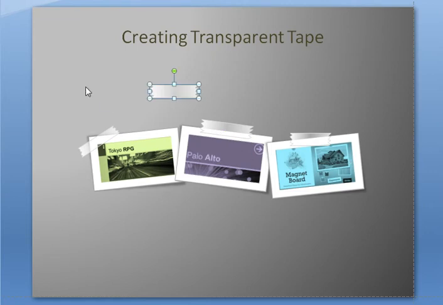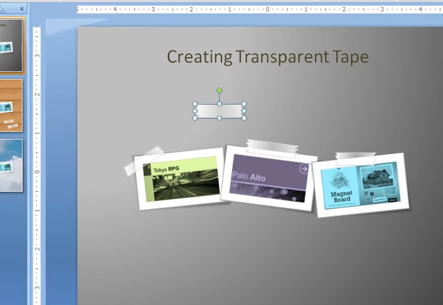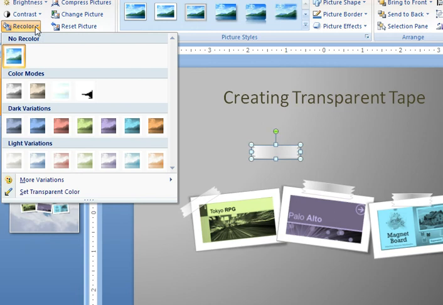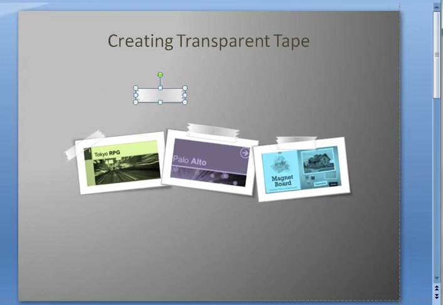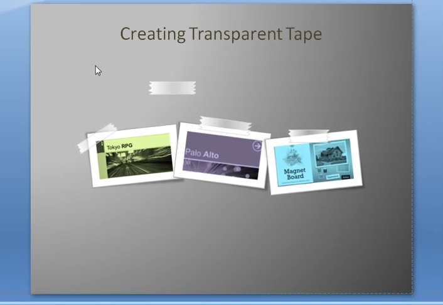So this is the piece of tape, and then you could use the recolor menu, and you can change its color. You could also change the brightness and the contrast of it. So it gives you a little bit more flexibility than just a standard PowerPoint object. And that's it. That's how you create transparent tape in PowerPoint.